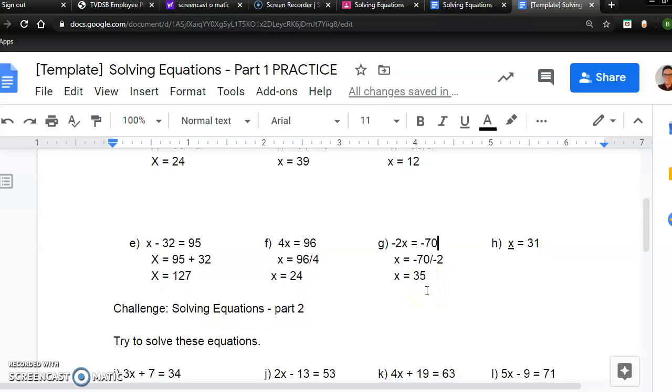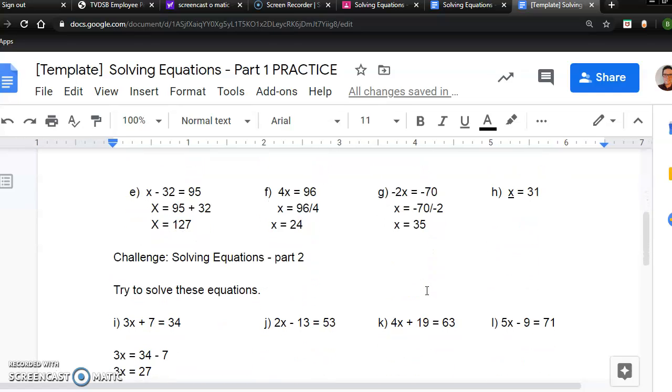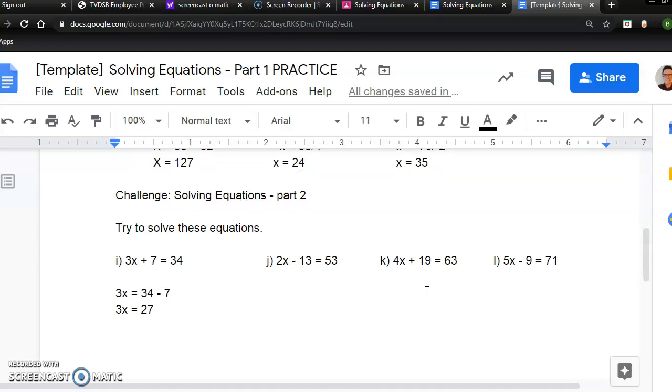Okay, that's part one. One step, simple enough. What you're going to be working on for me the next couple days is part 2, where we're combining steps together. So I'm going to do one or two examples here to show you how to do it, and then you're going to have to try it by yourself. All right?